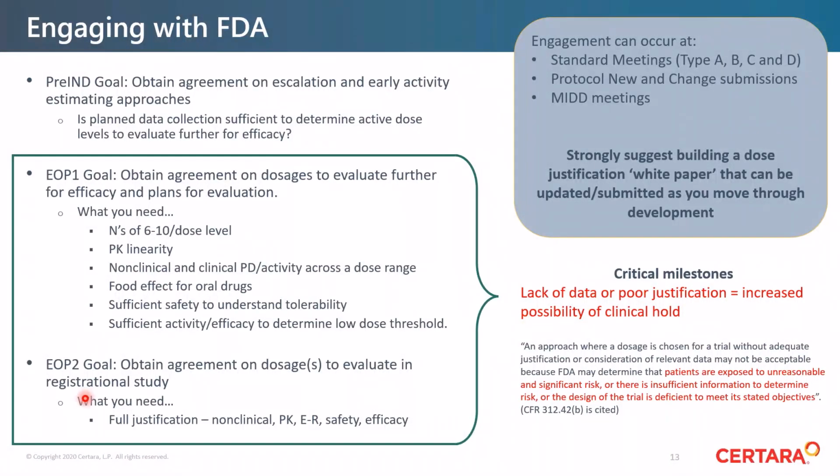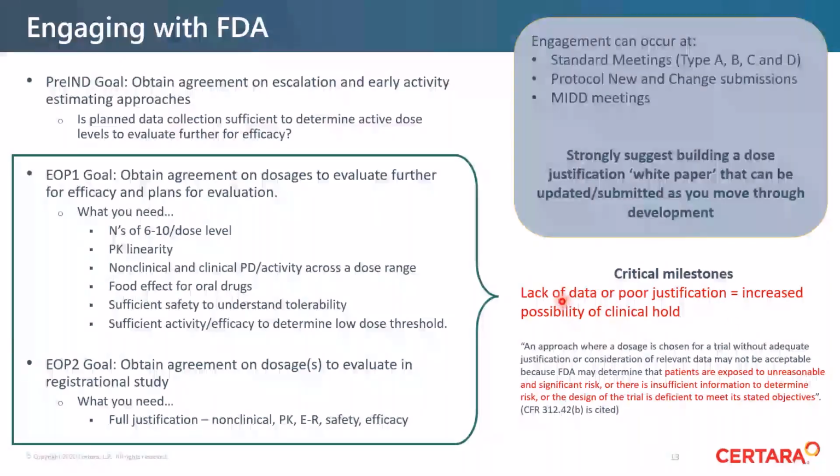At the end of phase 2 meeting, the goal would be to obtain agreement on the doses selected for the registrational study, by which point you will need a full justification of the dose, including a good body of safety and activity data at a minimum of 2 dosage levels. In order to help maintain consistency of arguments across all these FDA interactions and to aid with integration of data, we strongly recommend that sponsors consider building a dose justification white paper that can be updated and submitted to the agency as the drug moves through development.